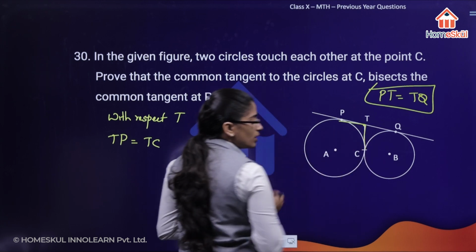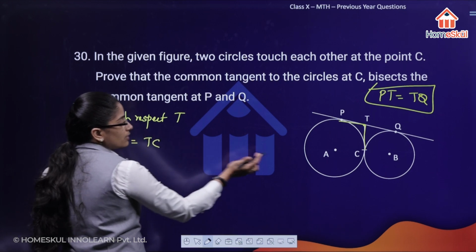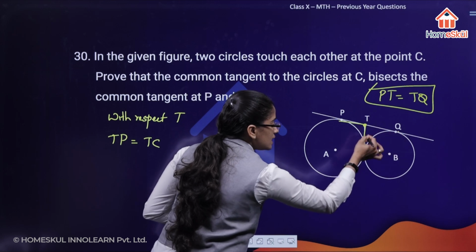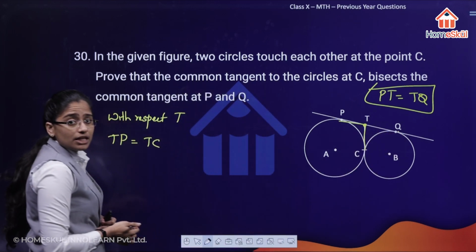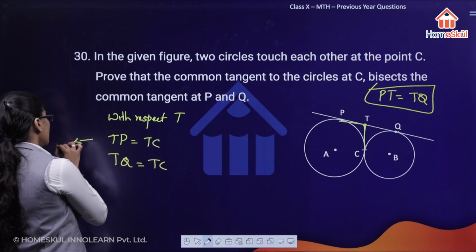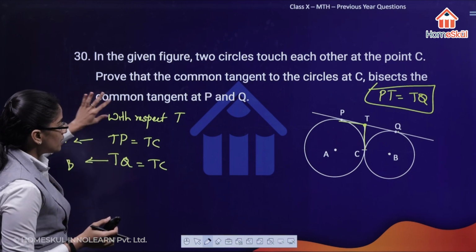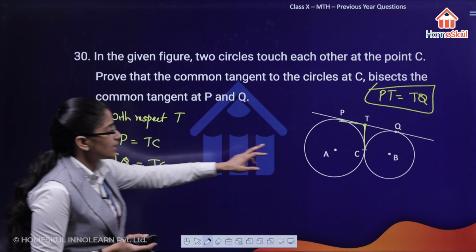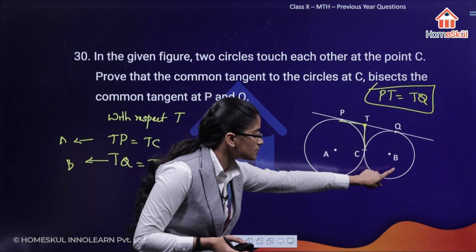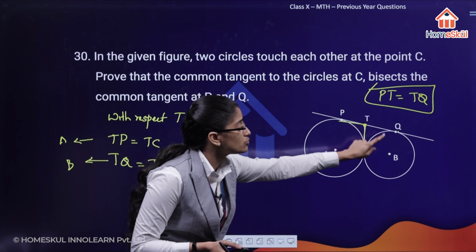That means TP is equal to TC. Similarly, with respect to T, for the circle with center B, T is an external point, then TQ and TC are two tangents, which means their lengths will be equal. TQ is equal to TC. This is for the circle with center A, and this is for the circle with center B. With respect to T, for both circles, T is an external point, so the lengths of those two tangents will be equal.